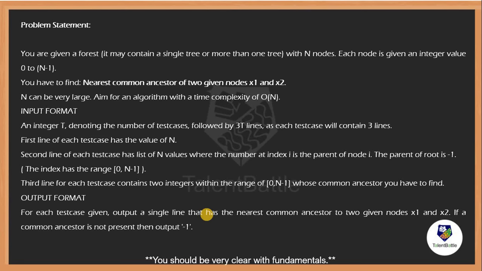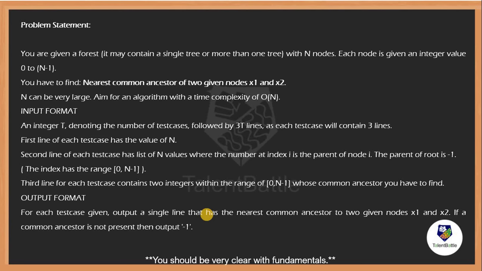If the common ancestor is not present according to the provided test case, then your output should be -1. So the formation of the tree and then applying the input values, that part you need to be very clear about, because that will not be in the scope of the respective discussion, otherwise it will be very lengthy.